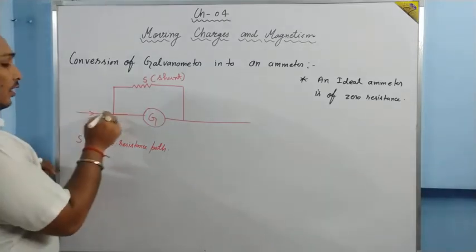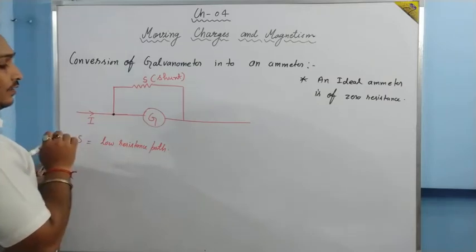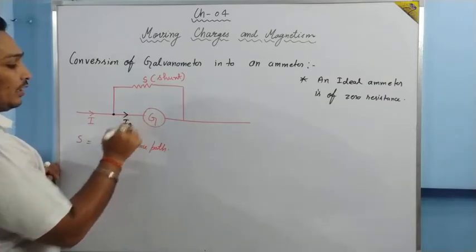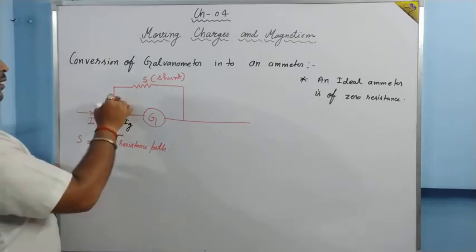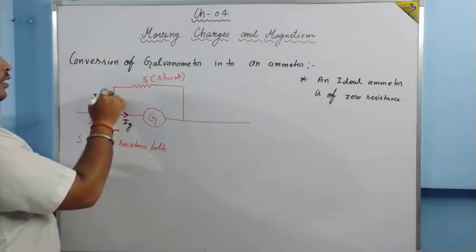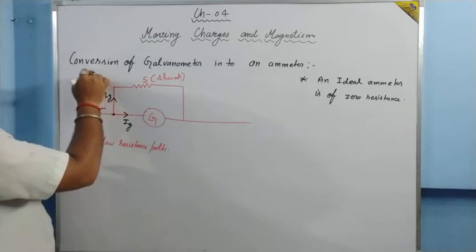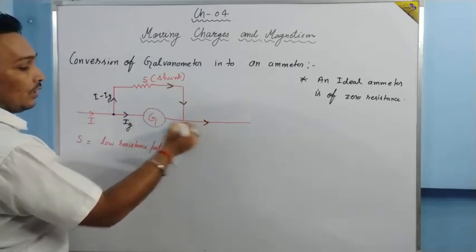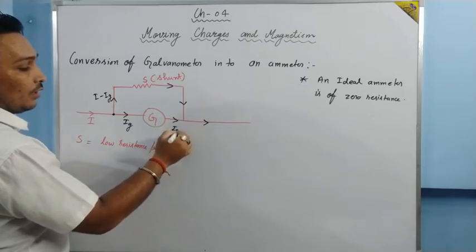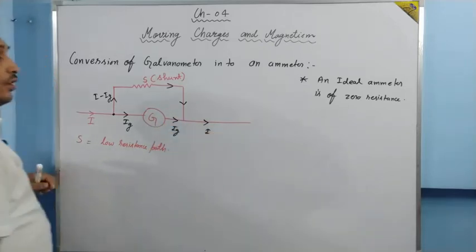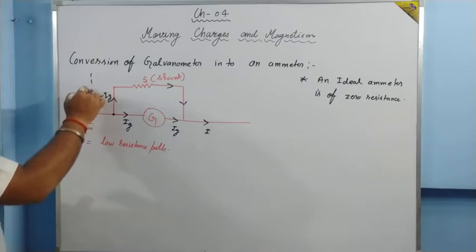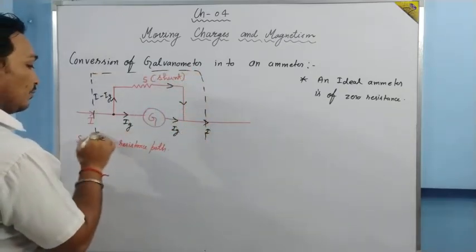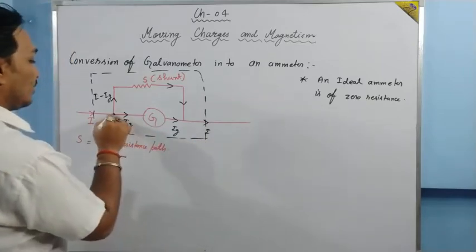Now what happens? This current I divides at this junction. Suppose the maximum current the galvanometer can bear is Ig. So what is the current passing through this shunt? It will be I minus Ig. I minus Ig will pass through this path, Ig will come over here, and finally we have a current I over here. So this arrangement is our ammeter.